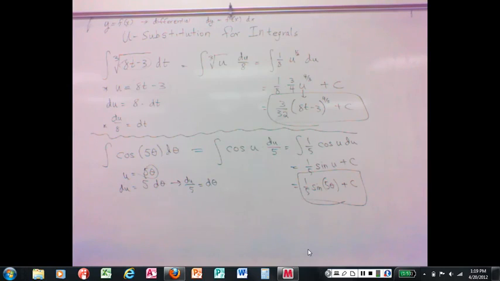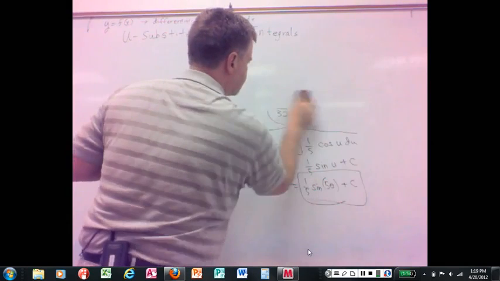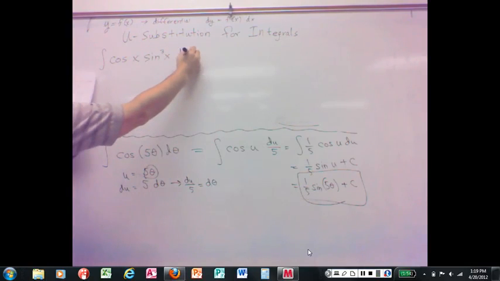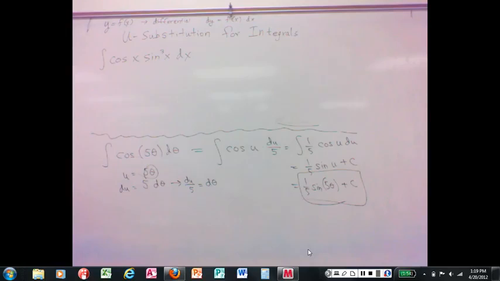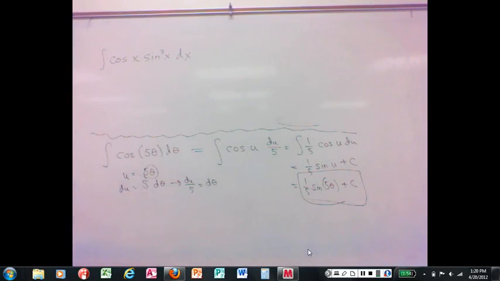Now, let's do this one real quick here. It's a fairly simple one with the trig function. What about this one? Think about this one. What if I have the integral of the cosine of x times sine cubed of x dx? Let me go a little higher on the board there. All right.